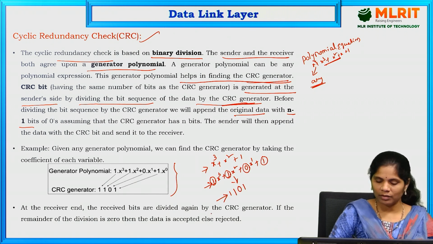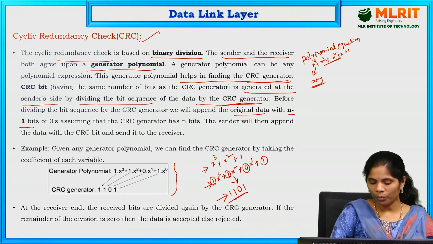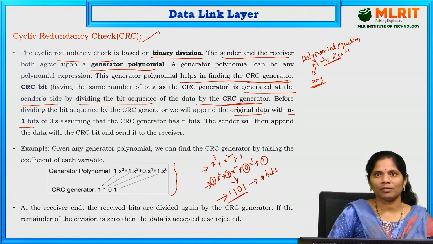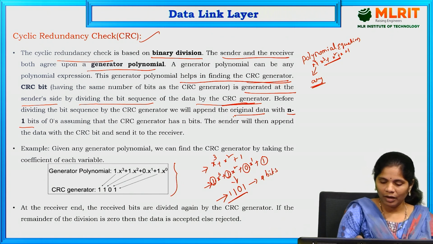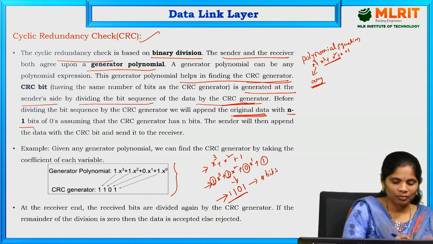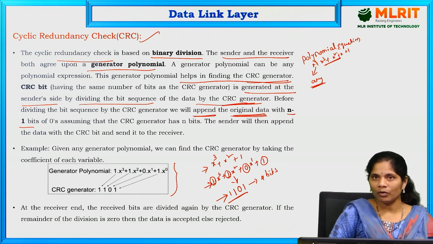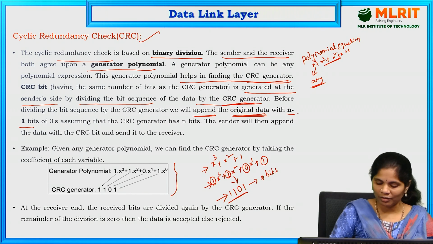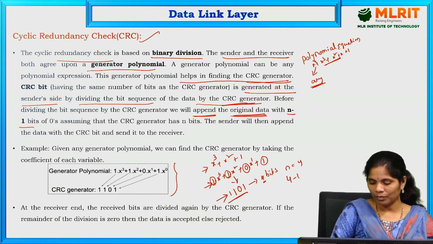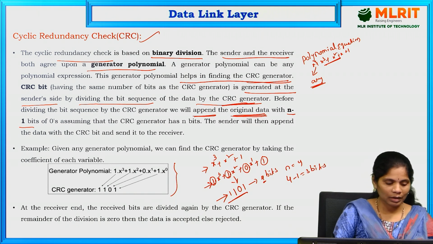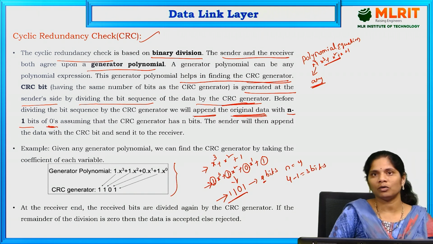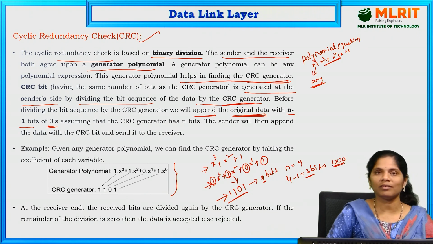Like this, we have to generate the CRC generator. Using this CRC generator, how many bits are there in total? 4 bits are there. So when we have to do the original data with the n-1 bits, how many bits do we append to the original data? n-1. For n equal to 4 bits, n-1 means 3 bits. 3 bits of what? 3 bits of zeros we have to add to the original data.